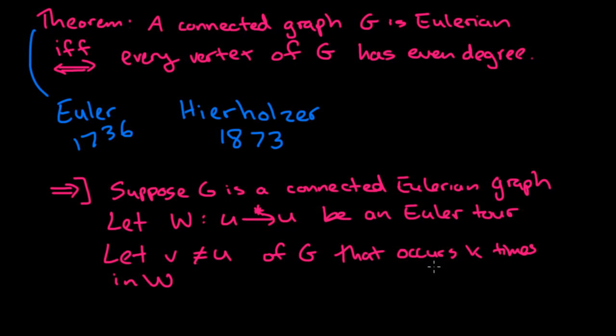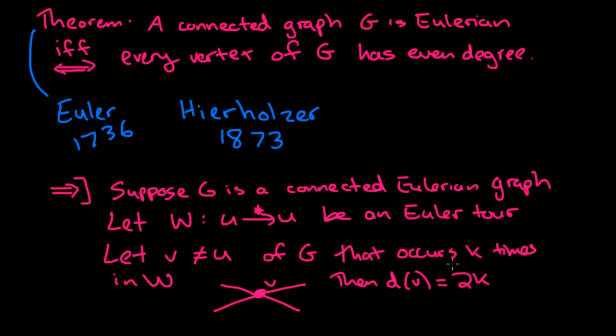Well, then that means that this vertex V occurs K times, but for every time it occurs, we have to arrive and then leave from the vertex. So we arrive on one edge and we leave on another edge. We arrive on one edge, we leave on another edge. So this means that the degree of the vertex is equal to 2 times k, because for every time you arrive at the vertex, you have to leave on a different edge.